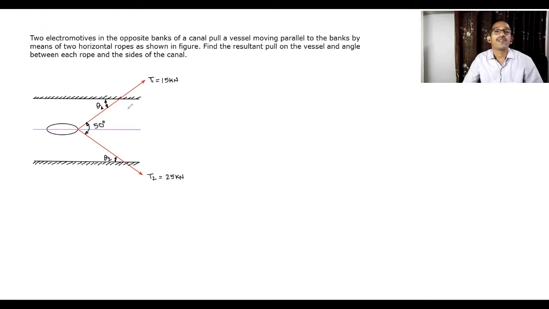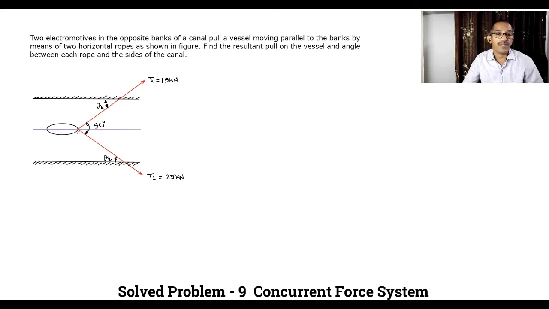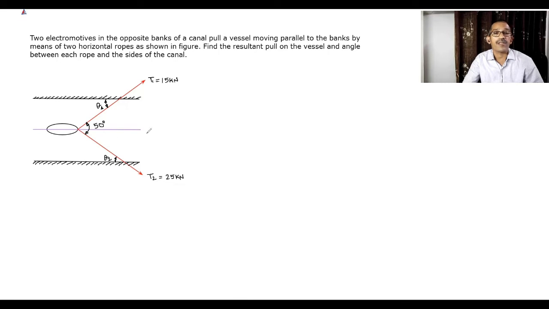That means there is one electromotive above this level and one below. There are two electromotives and they are applying pull forces. In the figure, they are given as 15 kilonewton and 25 kilonewton. So this vessel, represented at the center, moves parallel to the banks. That means this vessel will move in which direction? Horizontal direction. Find the resultant pull on the vessel and the angle between each rope and the sides of the canal.